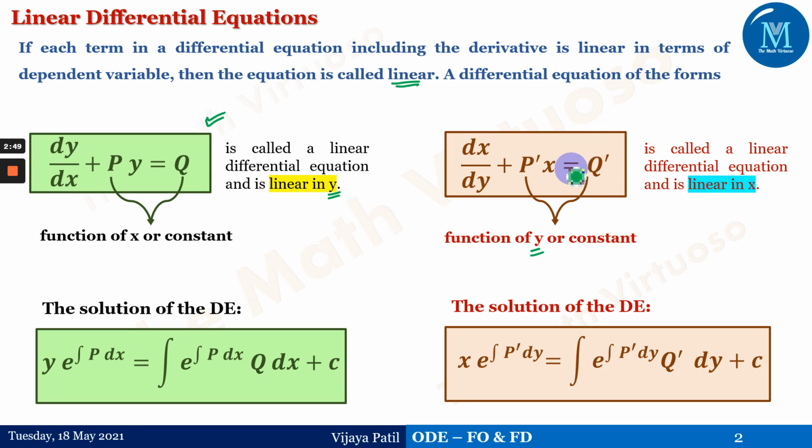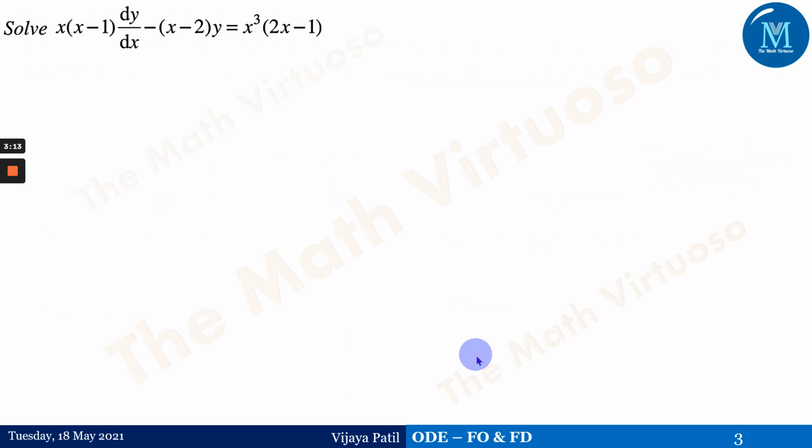And this particular differential equation is linear in x, and again the solution has been given. If you observe, x is replaced by y. That is the only difference, almost in similar lines, and instead of p we have p dash, instead of q we have q dash. Though this looks almost similar, the approach would be a little different in both the cases. Let us discuss this particular question.